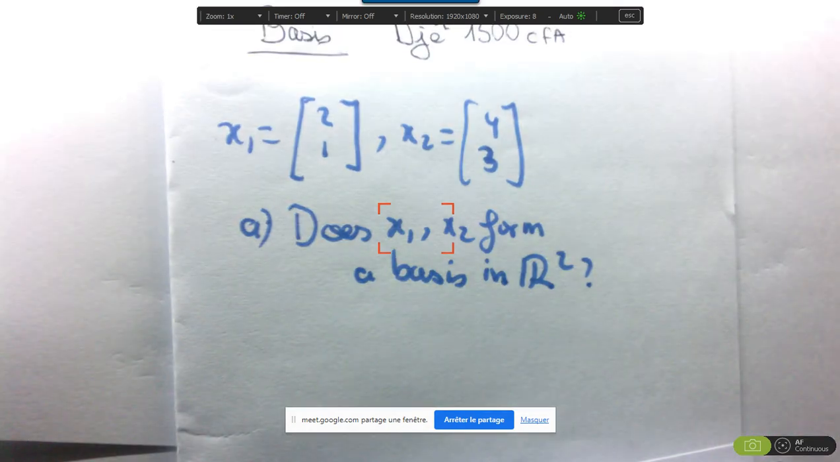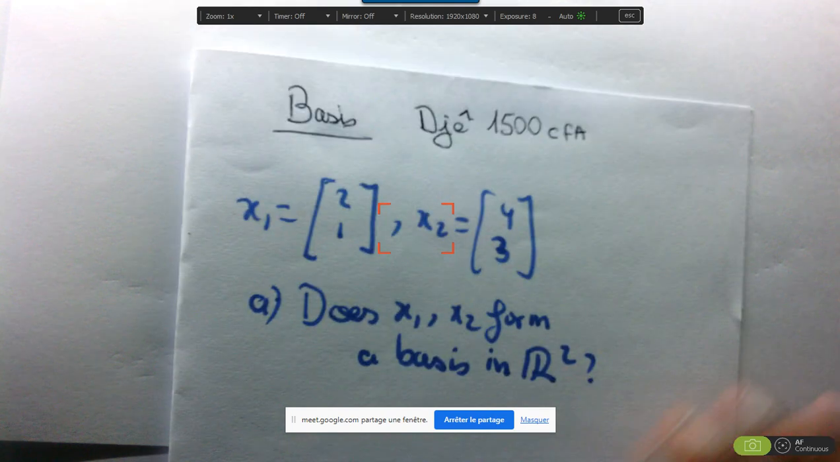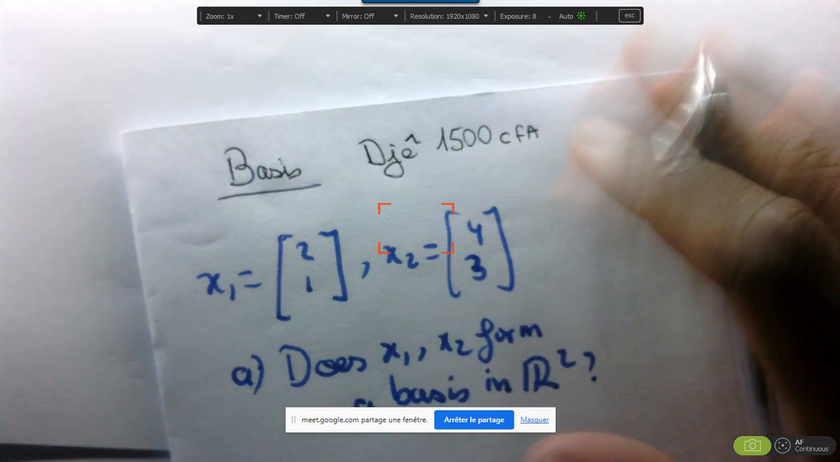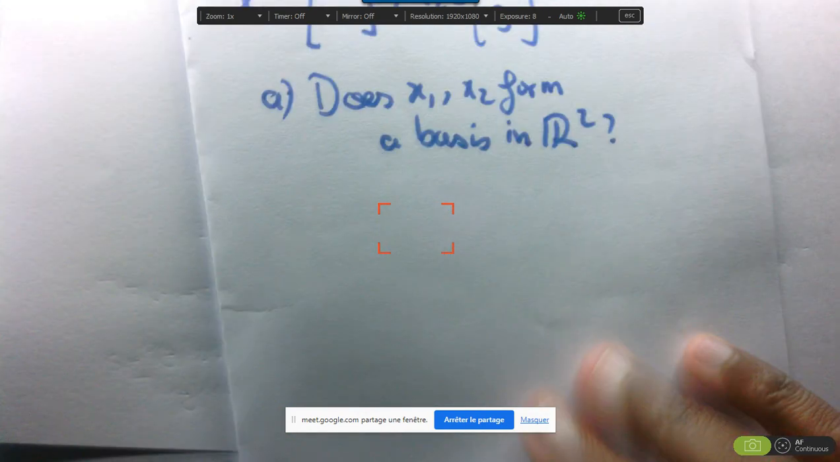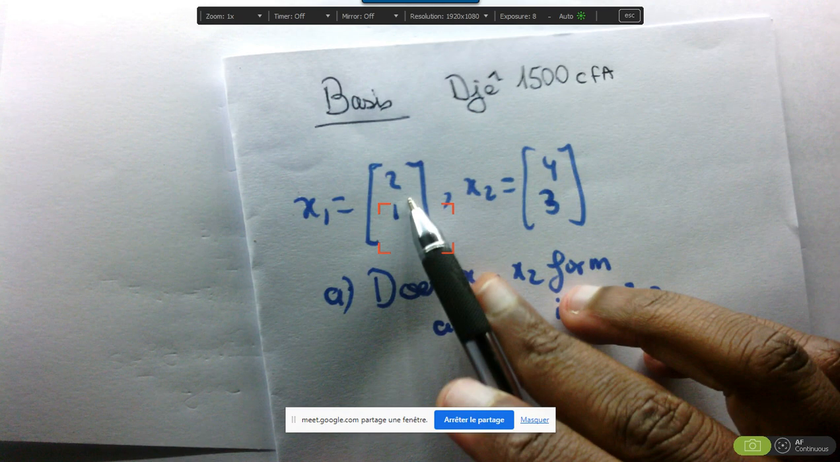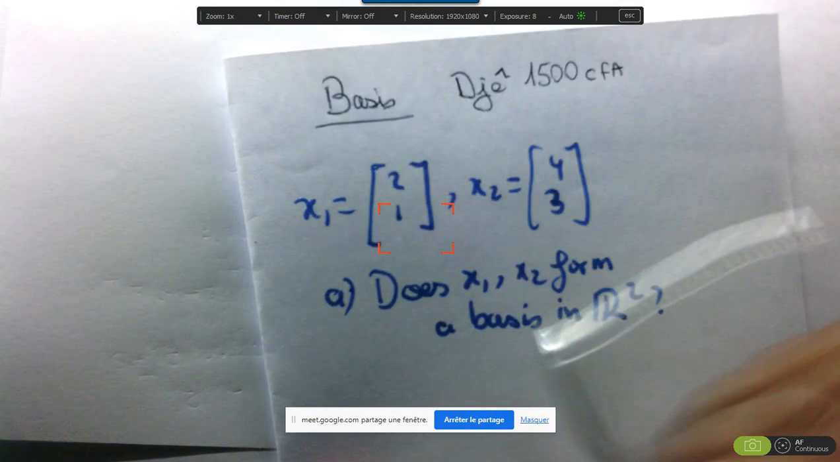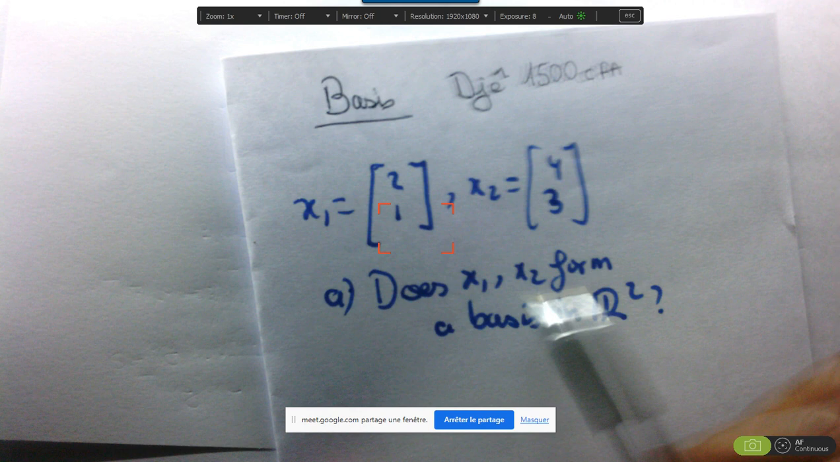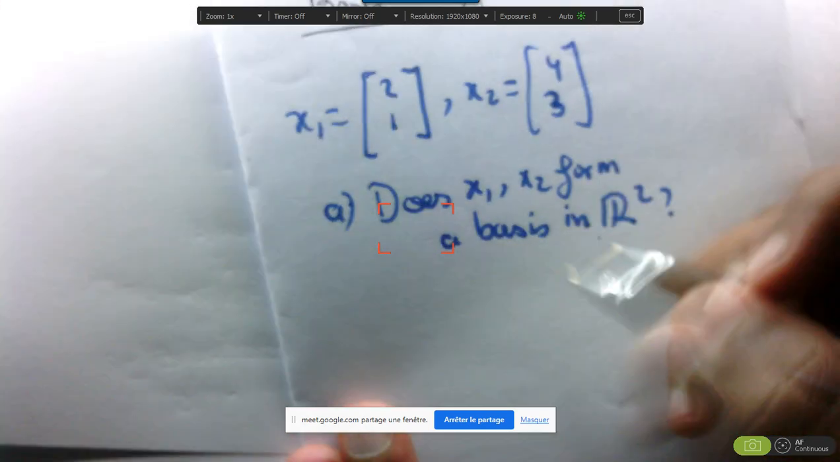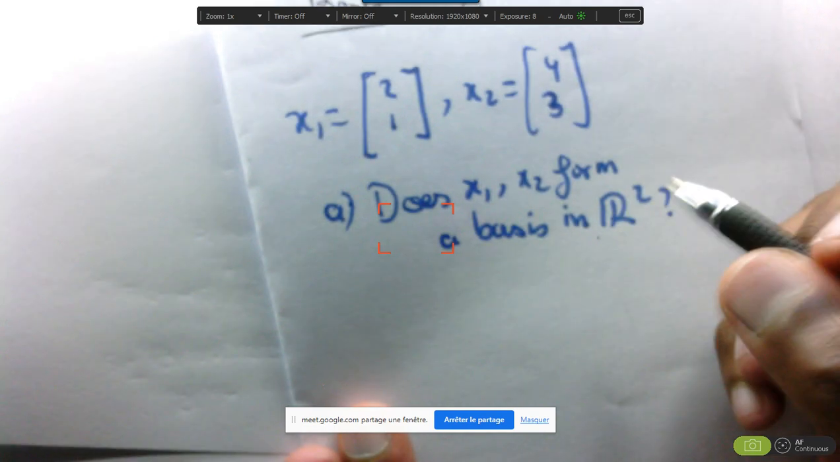So the amount of money was 150,000 francs CFA. But let me give the solution real quick. So here you have these two vectors. Here we notice that we have x1 and x2. The question is, do x1 and x2 form a basis for R3? So we want to show that they are linearly independent first. Let's see if they are linearly independent.